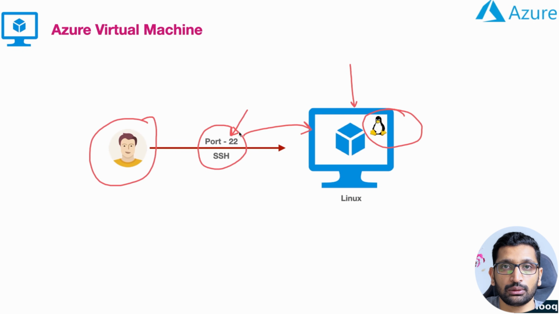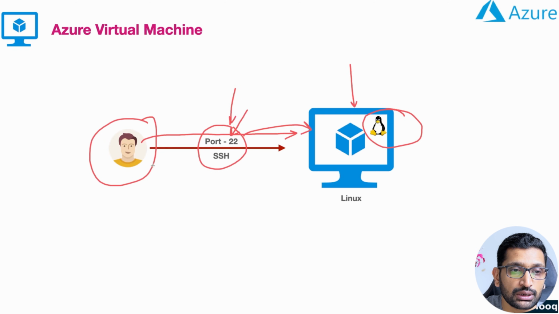What do you mean by inbound traffic? This user is trying to send a request to this machine. So this is an incoming request, which can be called inbound traffic. The network security group will help us set up this port, port 22, so that a user can access this virtual machine.